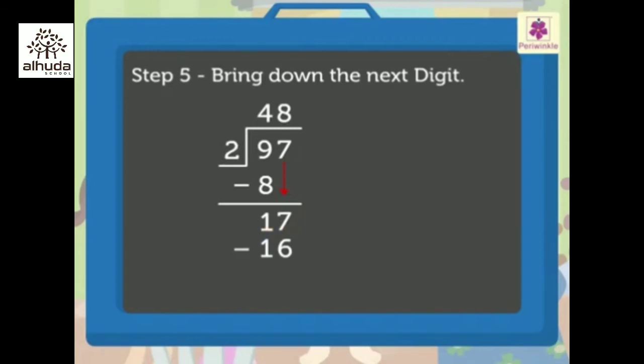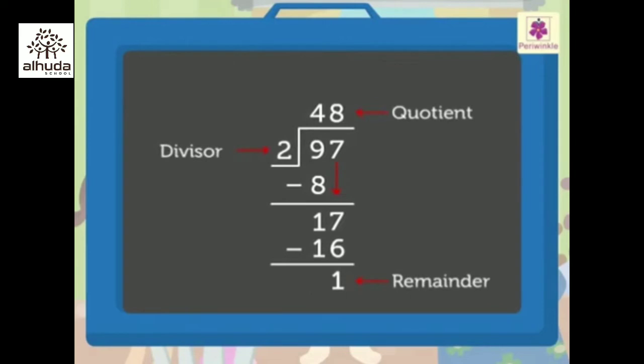Next, subtract 16 from 17, which is equal to 1. Write 1 in the ones column. Now, there are no more digits to bring down. We have finished our division. The remainder here is 1.